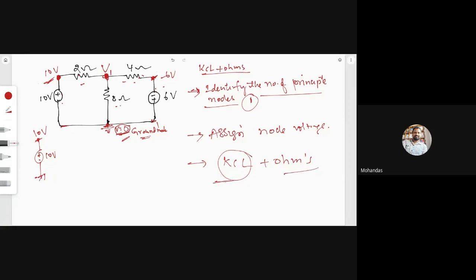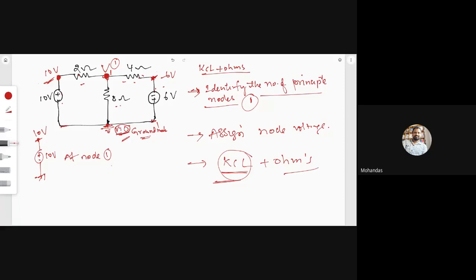What is the KCL here? You know, the algebraic sum of all currents which are leaving or entering at a particular node is equal to 0. You have to write the KCL at a particular node. Let us say this is node 1. At node 1, I am going to write the KCL first. To write the KCL, we should have the currents here, and the unknown voltage is already there.